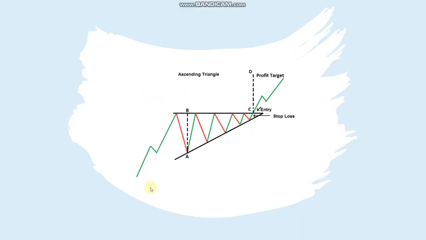Now this is the ascending triangle pattern. See, the market went up, could not break the resistance, a straight line. It's a straight line, but the market is also making higher lows. And as a result, at one point of time, the market did break out, and this is the perfect entry point. And our stop loss will be here. Also, you can place your stop loss here.